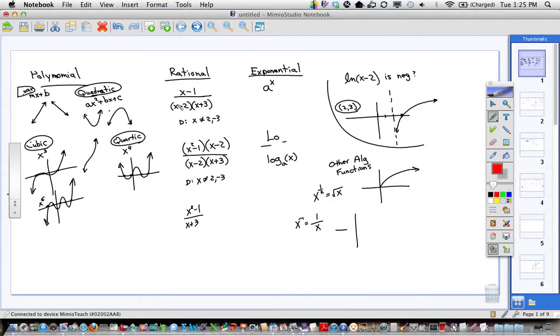1 over x is one we've talked about already this year. 1 over x does that, has some asymptotes, vertical and horizontal. And there are just other ones, 1 over x squared. I mean, just other types of things. These do not count as polynomials because you can't have negative powers, you can't have fractional powers in a polynomial. So those are just other types of functions that it's good to know about.